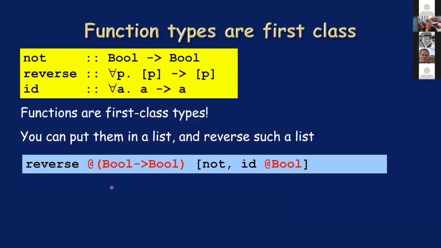And then, of course, I have to remember that in the components of the list here, not and id, not is not polymorphic. Look, it has type bool arrow bool. But id is polymorphic, so it needs a type argument. Here's this at bool. So I'm actually instantiating id at the type bool.